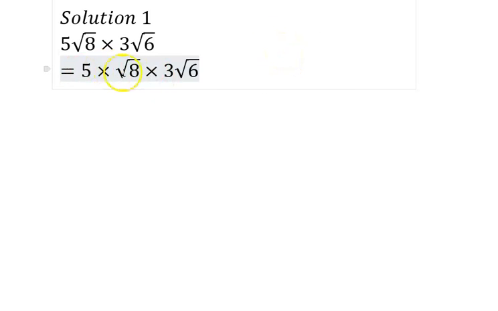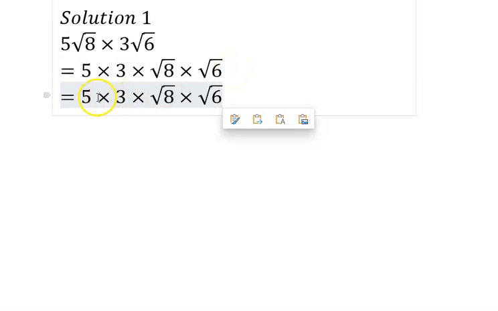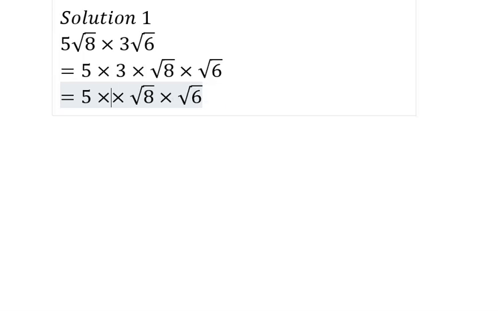So this 5 times this 3 that we have here, times this root 8 times root 6, is just rearranging them. 5 times 3 times root 8 times 6 is just rearranging. You say 5 times 3 will give you what? 15. 5 times 3 will give us 15.